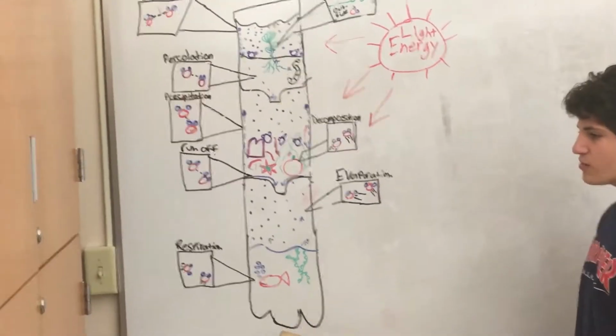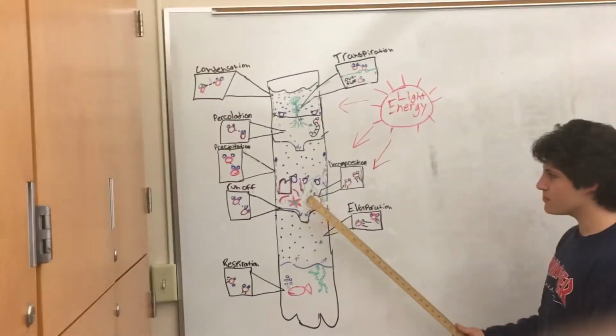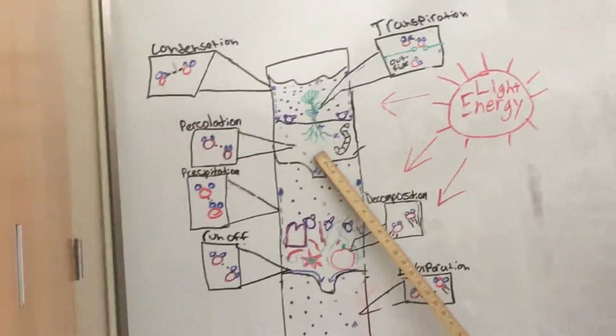Water evaporates in all three chambers of the eco-column: the pool of water in the bottom chamber, decomposing material in the middle chamber, and the soil from the top chamber.